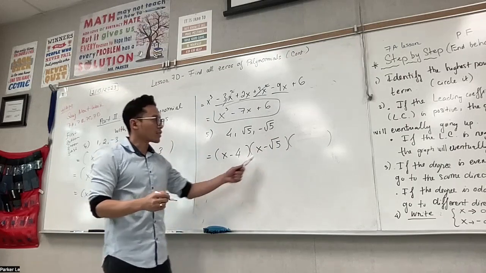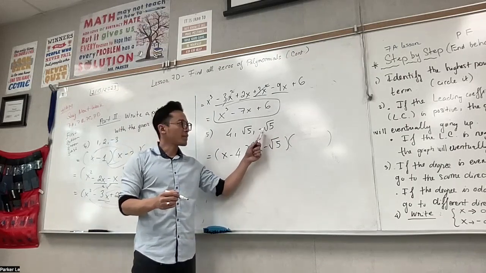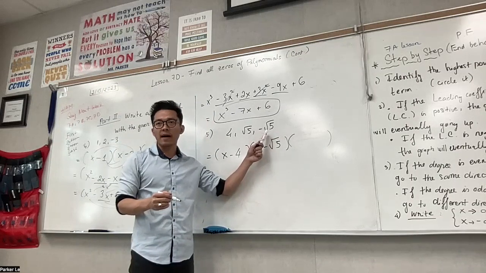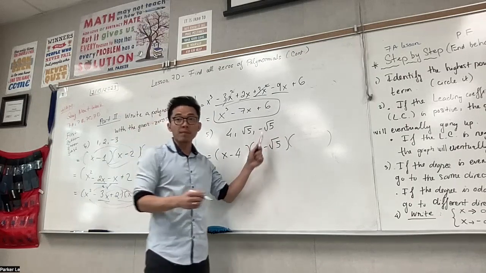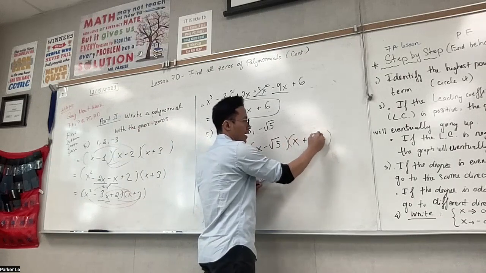Oh, okay. Just do it normally. If I know the solution is negative square root of 5, what do I write? Take the opposite. Yeah, x plus square root of 5.